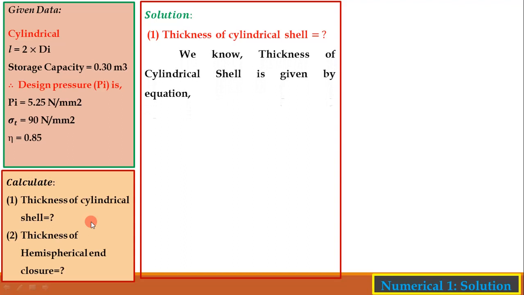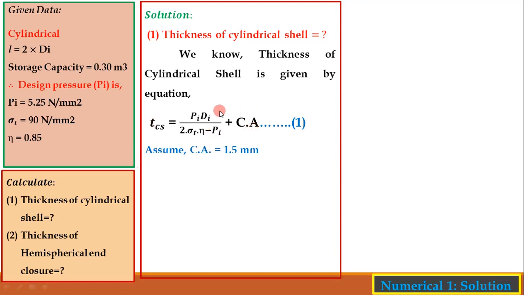We know that the thickness of the cylindrical shell is given by the equation TCS = Pi di / (2 sigma T eta - Pi) + Ca. Equation number 1. Now in this equation, we don't know the value of di, and we don't know the corrosion allowance. We know sigma T, eta, and the design pressure Pi. Of these two unknowns, di and Ca, first we'll assume corrosion allowance Ca is equal to 1.5 mm, as we discussed in the previous video lecture.